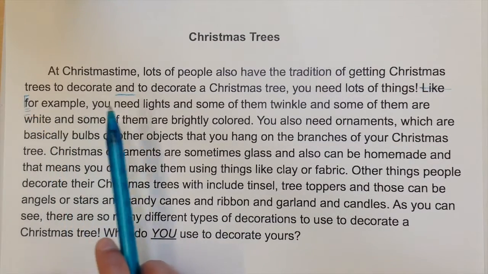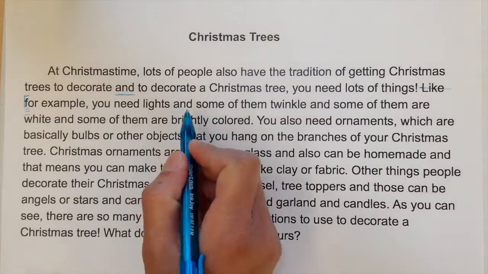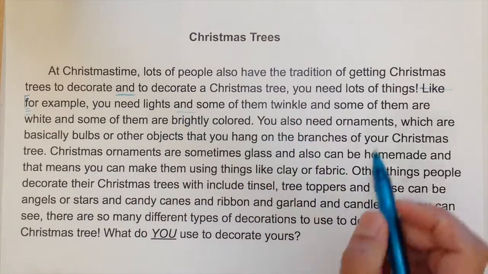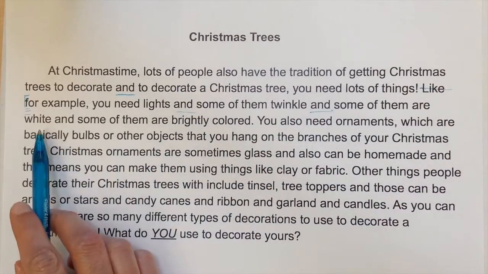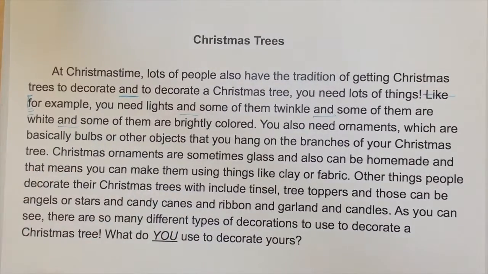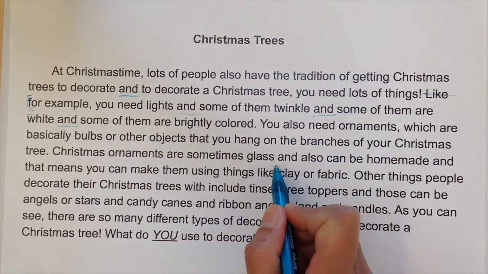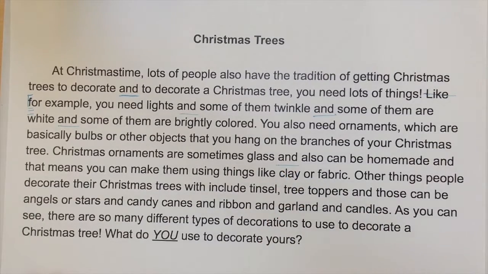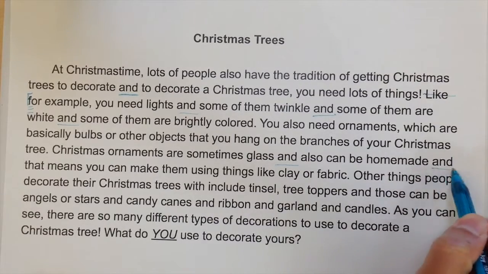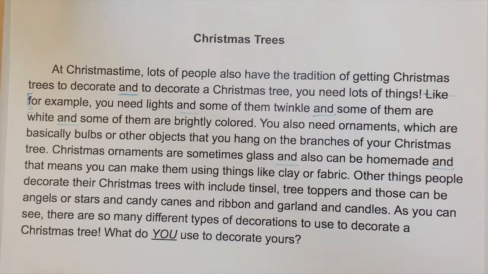For example, you need lights, and some of them twinkle, and some of them are white, and some of them are brightly colored. You also need ornaments, which are basically bulbs or other objects that you hang on the branches of your Christmas tree. Christmas ornaments are sometimes glass and also can be homemade, and that means you can make them using things like clay or fabric.